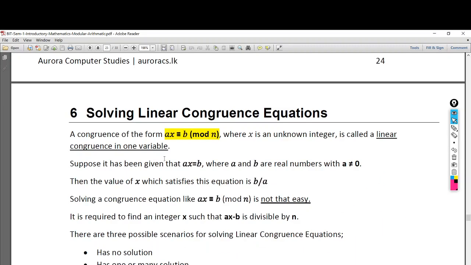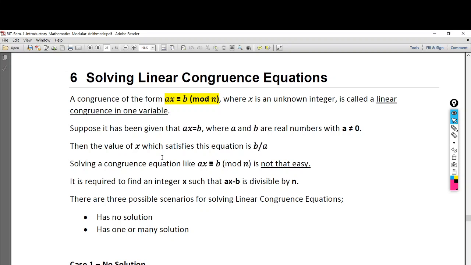Okay, right. So now we have come to the final part, that is solving linear congruence equations. So far, we have been just working with numbers, right? It is not algebra. Now when you are given an equation with an unknown value, we want to find out whether there is a way to find that unknown value.